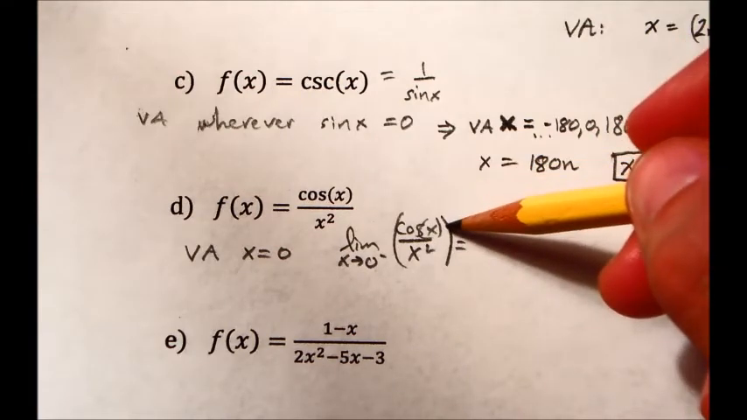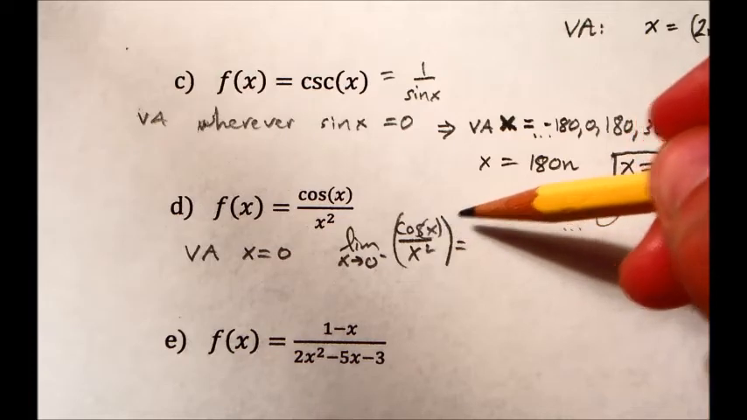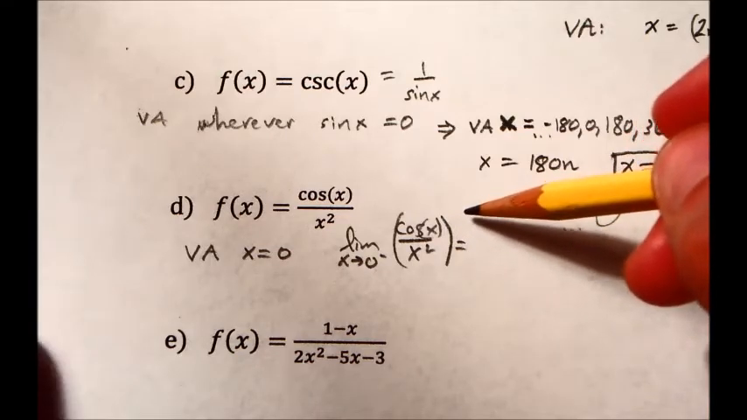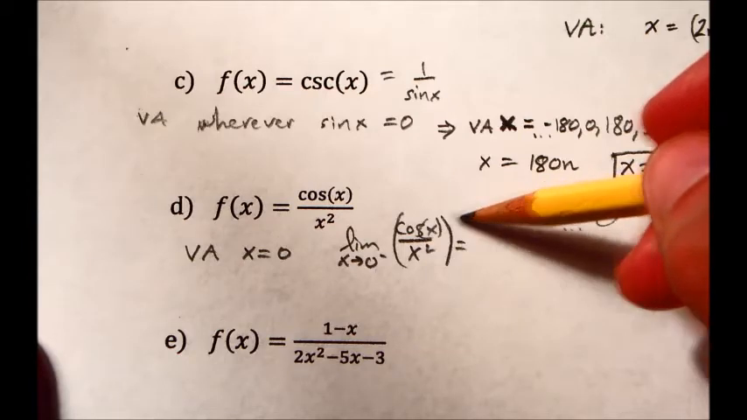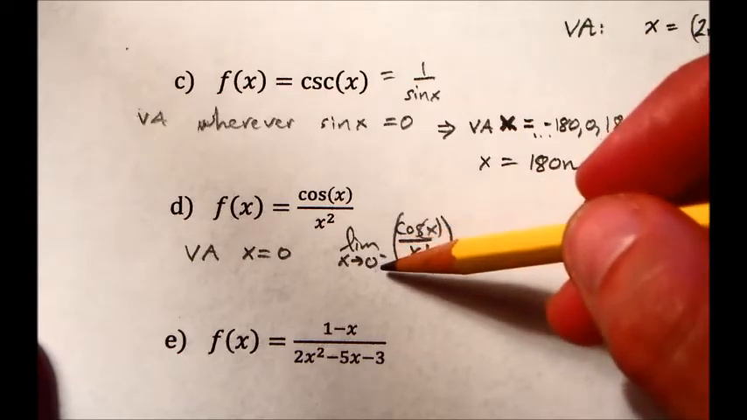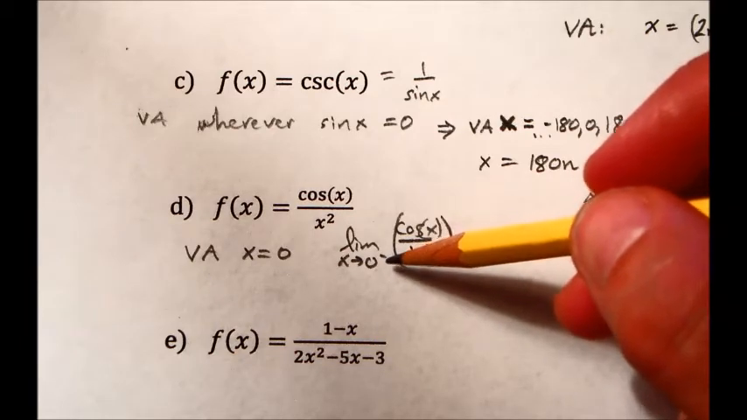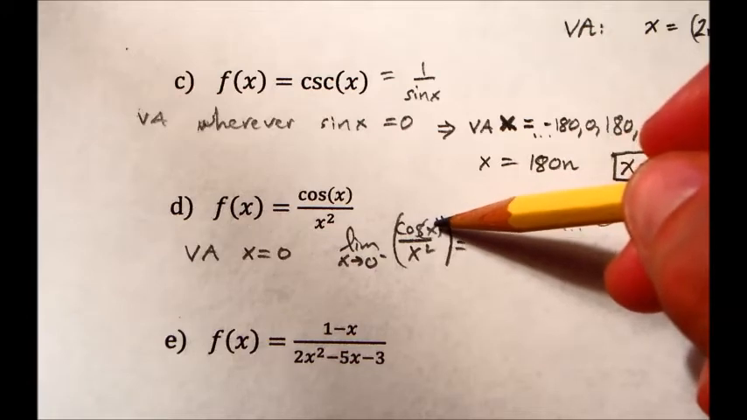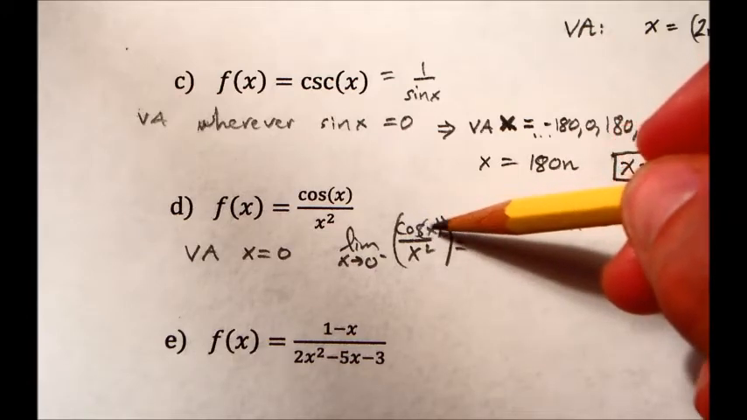And it doesn't matter if it's a slightly negative number that we're using for x or a slightly positive number that we're using for x. That doesn't matter. Cosine x, if you remember, is an even function. So basically cosine of 0.00000001 comes out to about 1. And same if you have cosine of negative 0.00000001, that comes out to about 1.